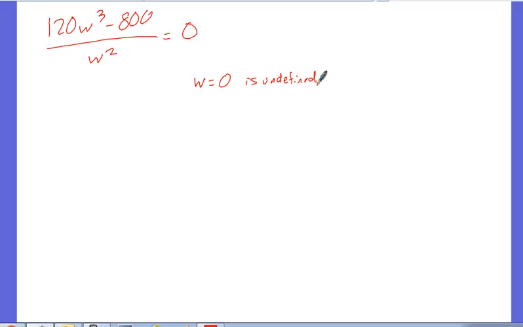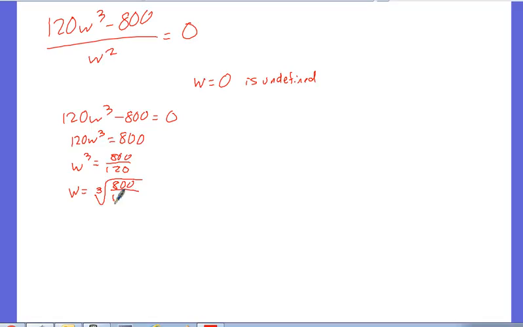So now, really, let's pay attention to the top. 120W cubed minus 800 equals 0. What do you got? What do I do? So 120W cubed is 800, right? So W cubed is 800 over 120. W is what? The cubed root of 800 over 120. And then, guys, you could actually just give, because I need to know what this W is.